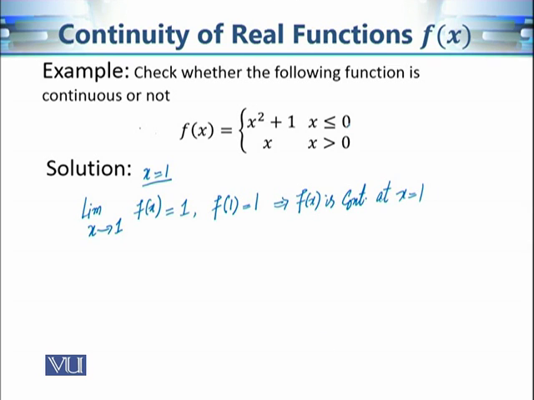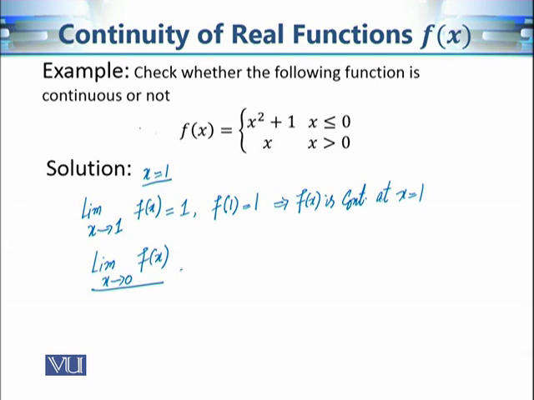Now there is a very different point, which is x is equal to 0. At 0 we have this break between the two descriptions of this function. So the two parts of the function have a break at x is equal to 0. Let's see if the function is continuous at this point or not. What do we want to calculate? We want to calculate the limit when x approaches 0 of this function.